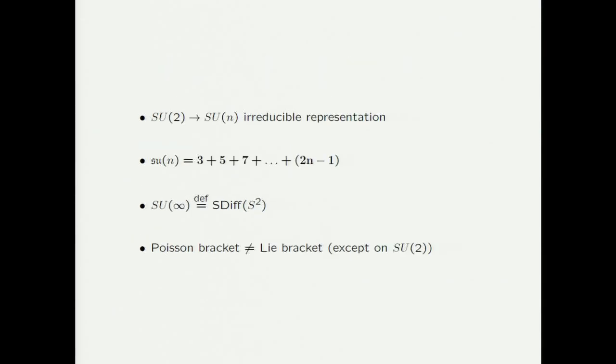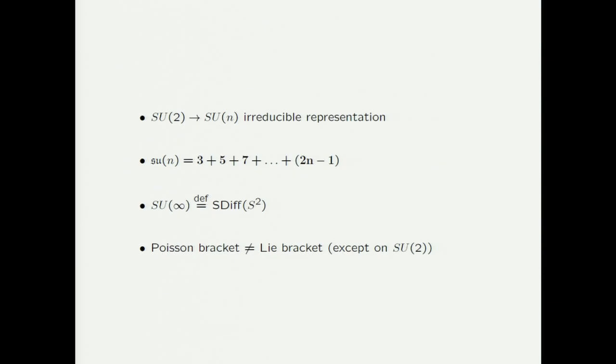On the other hand, suppose you look at SU(N) and you think of the homomorphism from SU(2) to SU(N), which is given by the irreducible N-dimensional representation of SU(2). Then if you break up the Lie algebra of SU(N) under this action, you get the 3 plus the 5 plus the 7, but of course it terminates at 2N minus 1. So there's a sense in which, especially with regard to this distinguished SU(2), or SO(3), inside this group, we should define SU(infinity) as the symplectic diffeomorphisms. There'll be an equation coming up later which will somehow justify that. Anyway, for the moment, it's just an analogy. But really what I want to do is think of the symplectic diffeomorphisms of the two-sphere as an analog of a compact group.